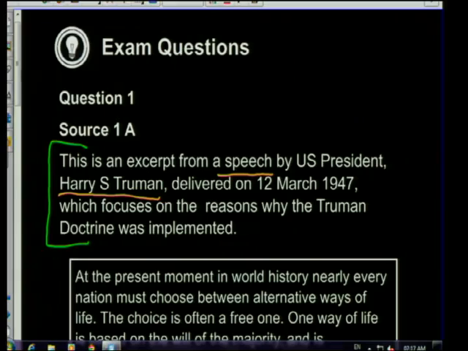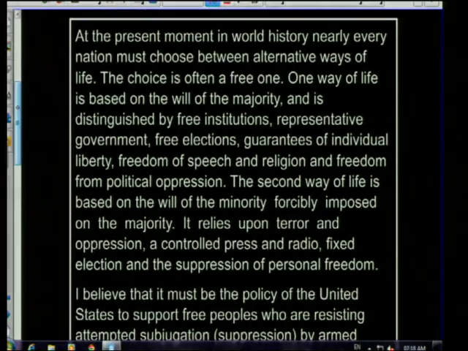And then it carries on to tell you that the source focuses on the reasons. Okay, I'm going to quickly underline that as well. It's important. It focuses on the reasons why the Truman Doctrine was implemented. So even before you read the source, you already know what it is about. It's a speech by President Harry Truman, and it's on the reasons why the Truman Doctrine was implemented. So when you go on to read the source, you need to be able to take out those reasons. Now let's quickly read the source together.